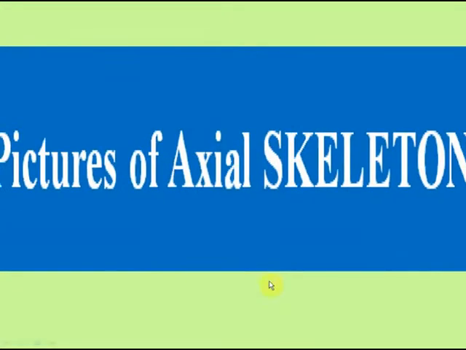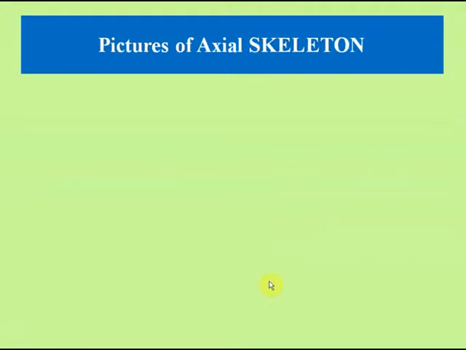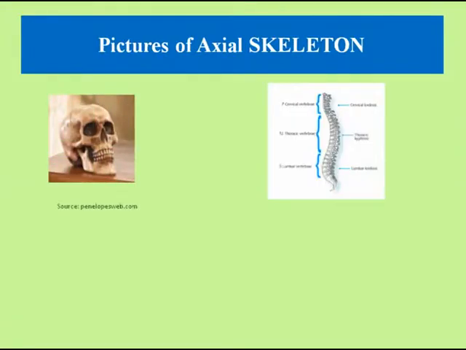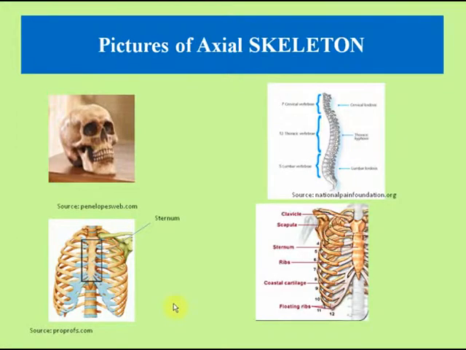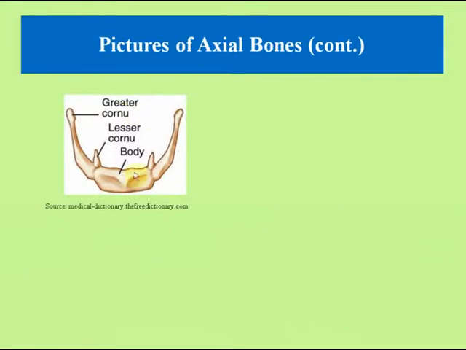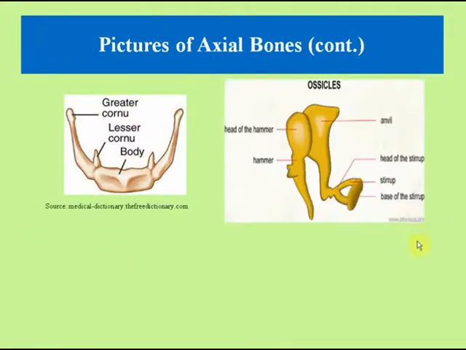Next comes the pictures of the axial skeleton. This is the skull, this is the spinal cord, these are the ribs, this is the sternum. Now, this is the collarbone, this is the ear ossicles. So, these are the pictures of the axial bones.